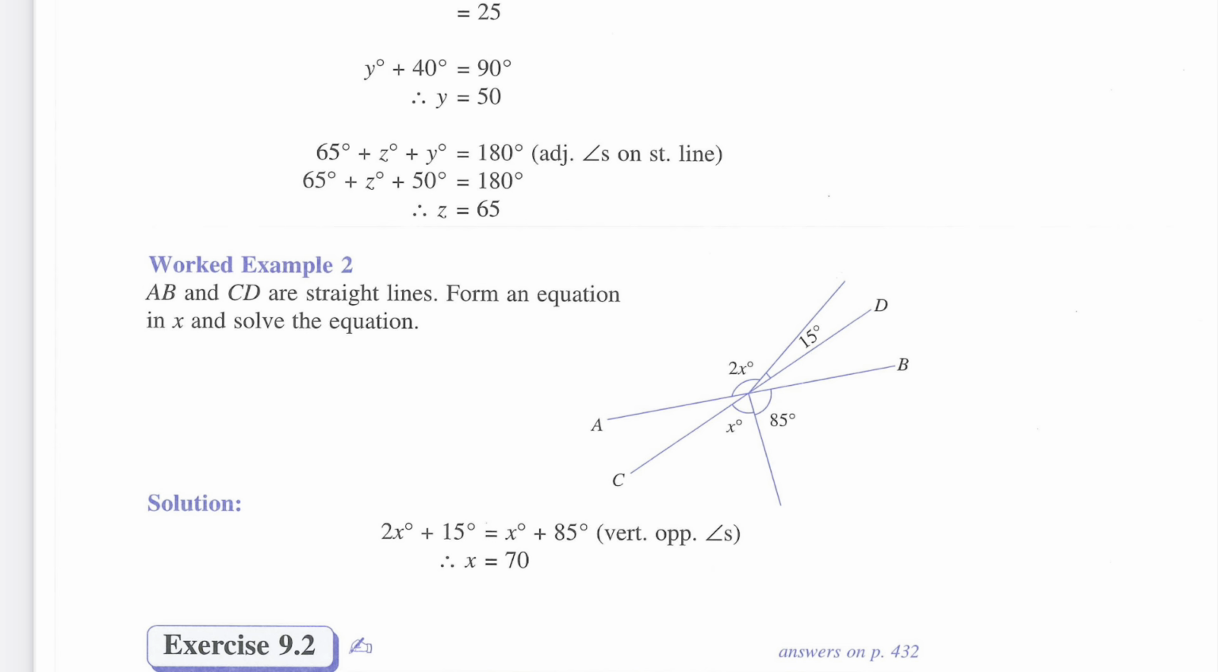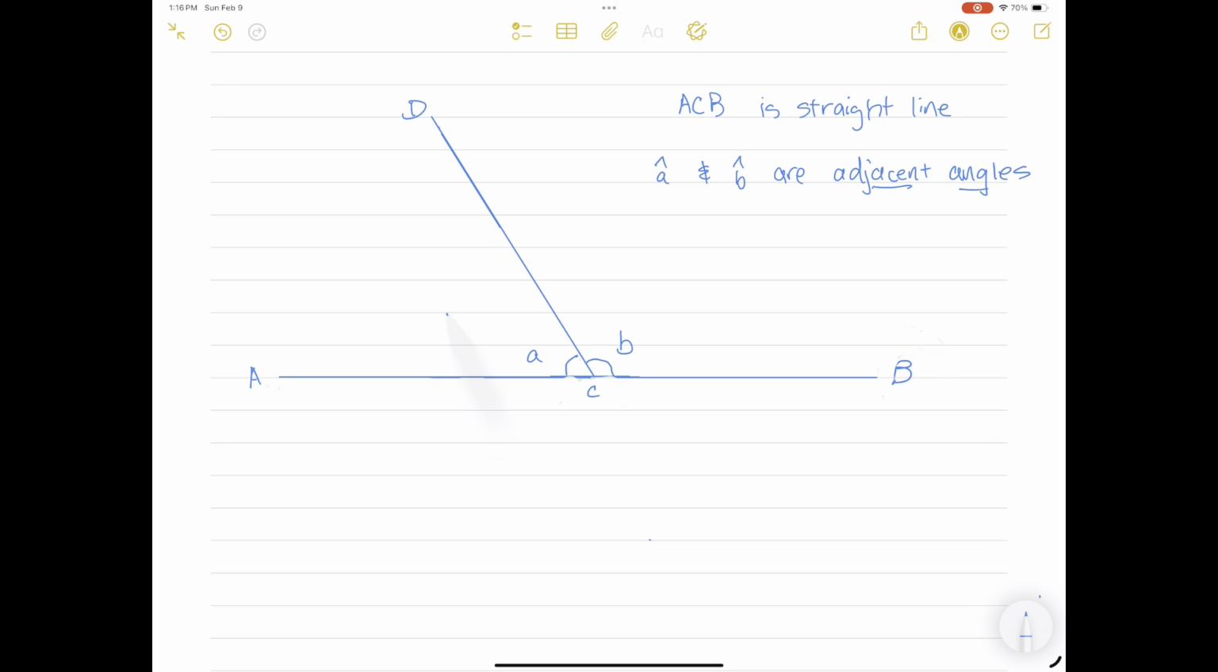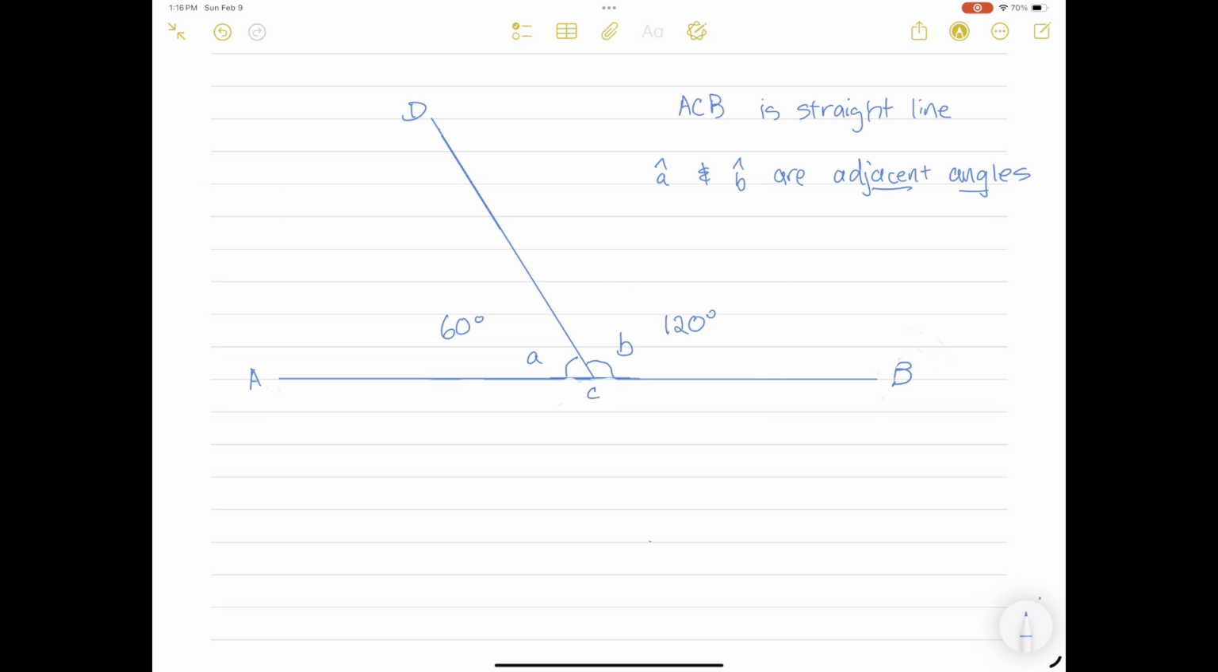In this figure, ACB is a straight line. Angle A and angle B are adjacent angles. Thus, we call angle A and angle B adjacent angles on a straight line. Using a protractor, I measured angle A to be 60 degrees and angle B to be 120 degrees. The sum of those two angles, A and B, is 60 plus 120, which is 180 degrees. We can confirm from this figure that the sum of adjacent angles on a straight line is 180 degrees.